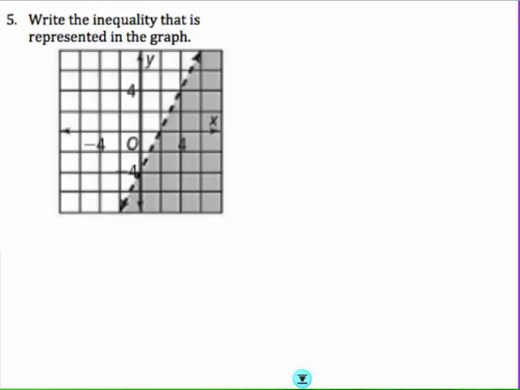For number 5, you write the inequality that's represented in the graph. It's really similar to a line. The only thing is that there's no equal sign. It's an inequality, right? So I would say y. Then I need to find my slope and my intercept. We can see that my y-intercept is down here at negative 4. So I'm going to have a negative 4 for my intercept. If I were to try to find the slope, notice I go up 2 and then over 1. So 2 over 1.